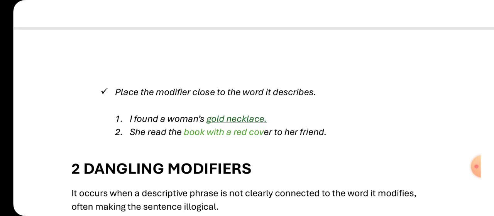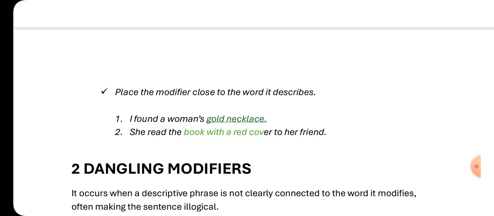So always try to identify the word that the person is trying to modify, and look for where the modifier is. When you identify these two things, then it becomes so easy to correct it. So you say that I found a woman's gold necklace, but we don't have a gold woman necklace there. It is an ambiguous statement.